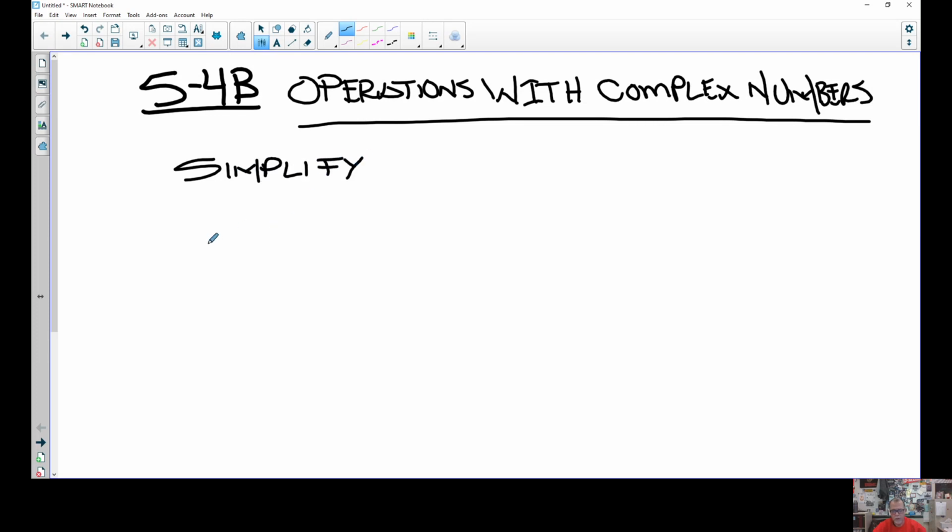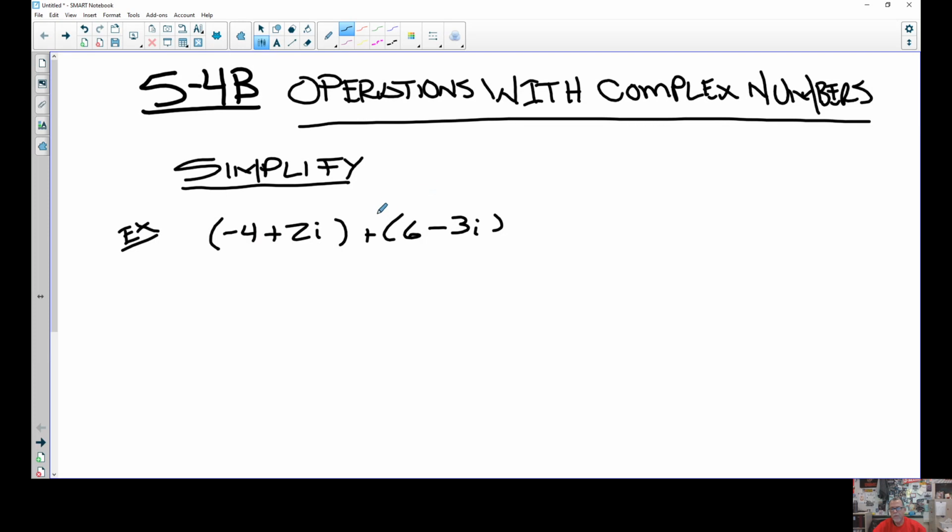So when they tell us simplify, they're going to give us something like this. And these are what we mean when we say operations with complex numbers. I'm going back to what I said in 5.4a, where we talked about a plus bi form. So you could have something like negative 4 plus 2i plus 6 minus 3i. So again, this is your first example, and they're asking you to simplify.